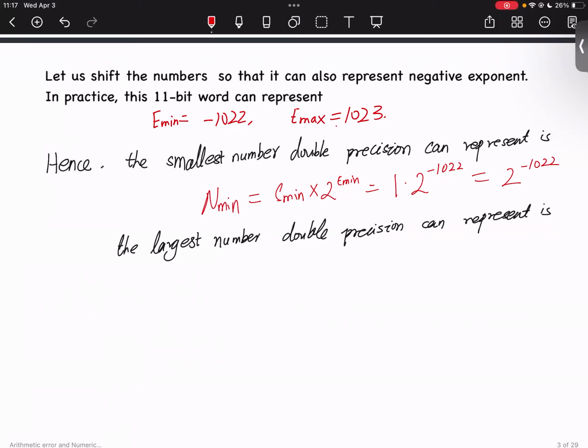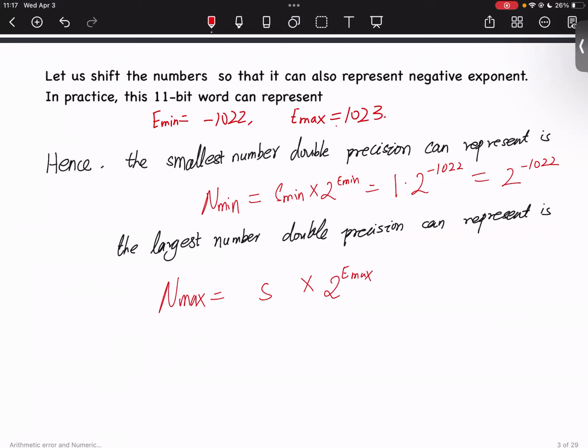Any idea here? So we take 2 to the power of E minimum, right? The exponential minimum. So if we want to calculate the max number it could represent, there's a significand here, and then times 2 to the E max. And what about the S here? How can we take it to be the largest one possible?